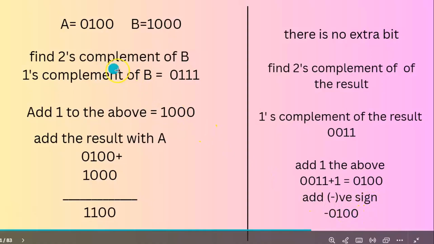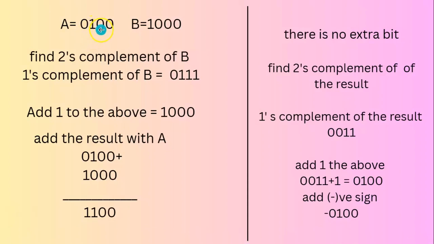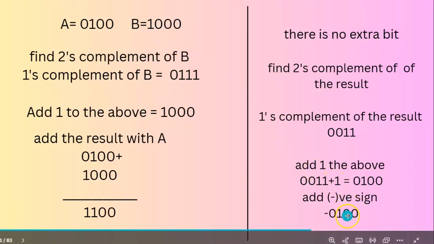So the decimal value of binary number A is 4, and the decimal value of binary number B is 8. 4 minus 8 you will get minus 4. So that is what we got here. The decimal value of this result is minus 4.